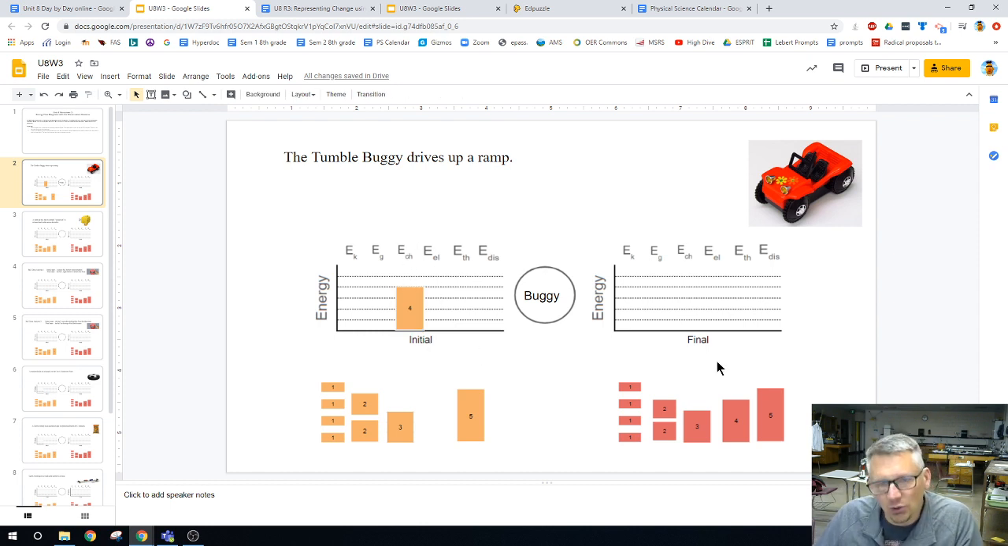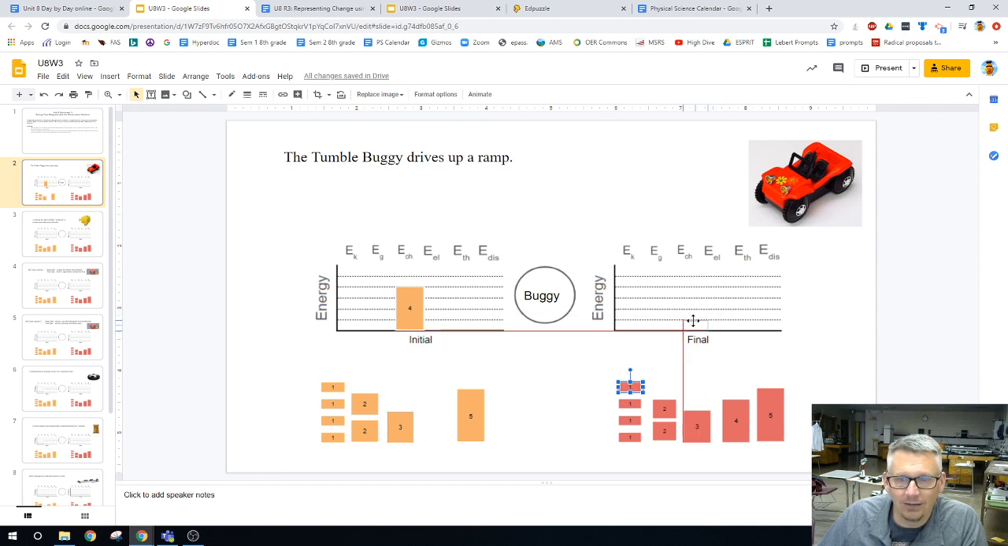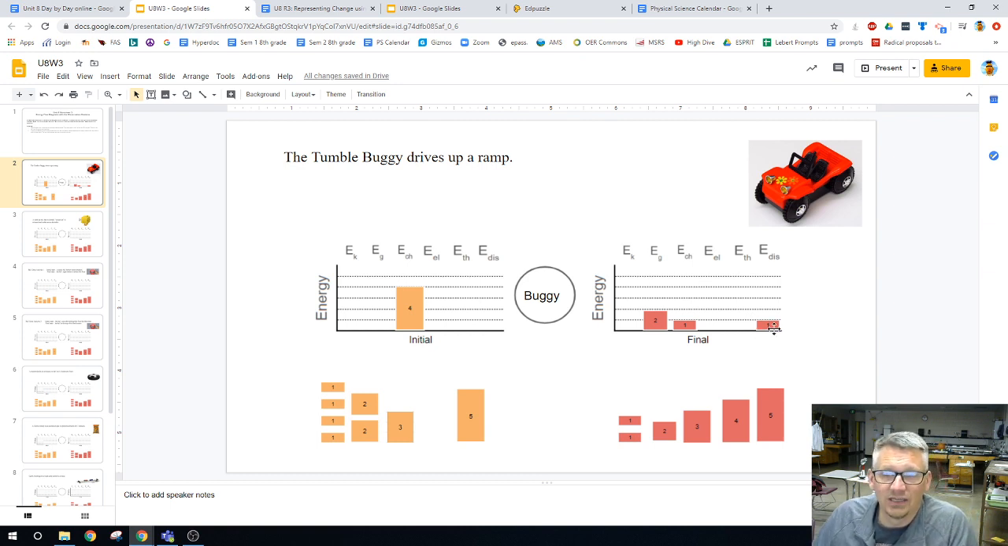And as the buggy goes up the ramp, it's probably still going to have some chemical energy when it's at the top of the ramp. So I'm going to say it still has some chemical. It's got to have some gravitational, so I'm going to give it 2 gravitational. And some of that energy is going to be lost or dissipated or internal, so I'm going to give it 1 E-dis, or dissipated. So I started off with 4 chemical, and now I have 2 gravitational, 1 chemical, and 1 dissipated.